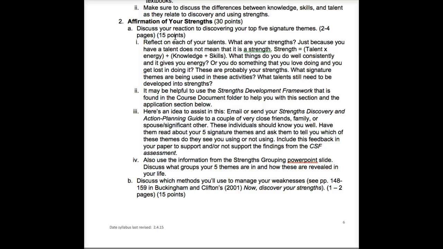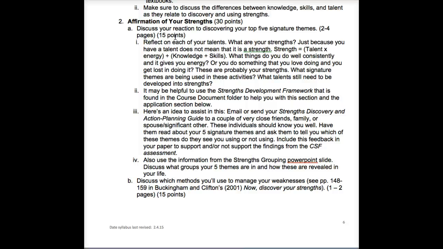And so what I want you to do is tell me what those 5 are and what's your reaction to those. What did you think of them? So you need to read what each one of those are. They give that in that printout, that PDF file, but it's also in the books. Each book has a description of those. So reflect on each of your talents. What are your strengths?